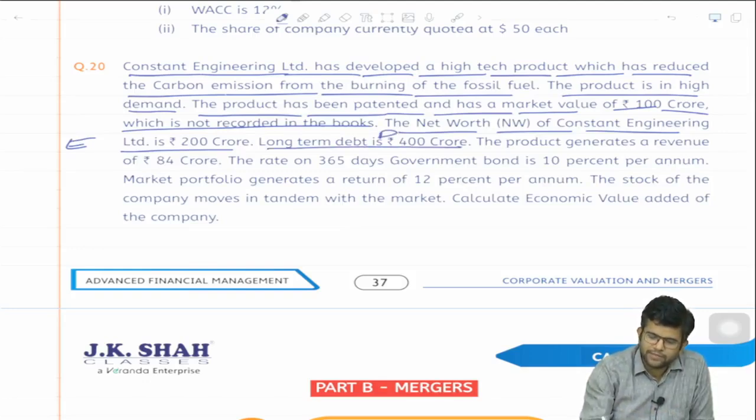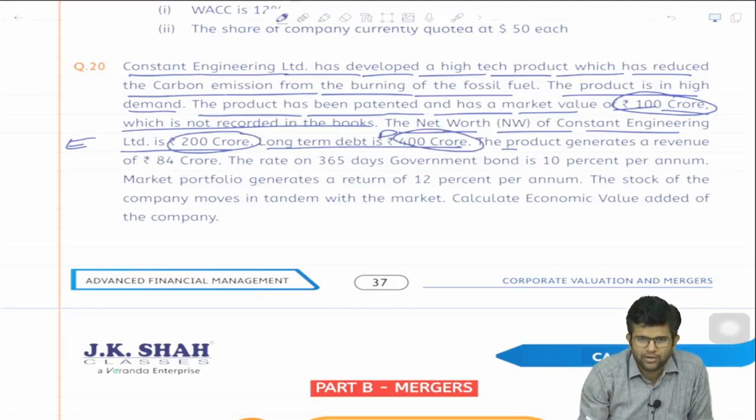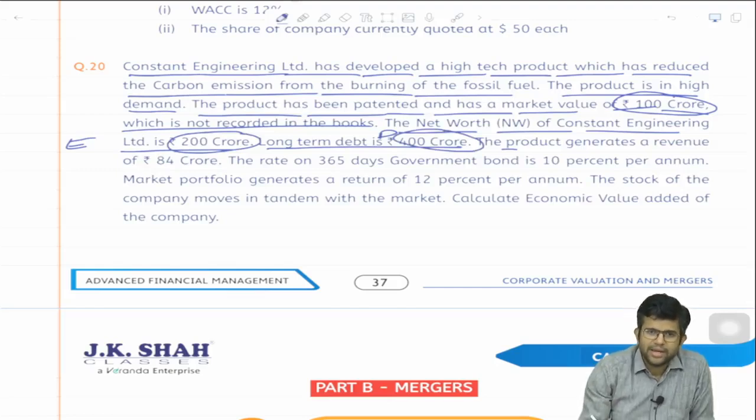Debt component is 400. Now I hope you realize that when the patent also is recognized, students, can I say capital employed will go from 600 to 700 crore. Hope you are able to understand. Can you tell me the 100 crore which you will be adding, will you add to equity or will you add to debt?